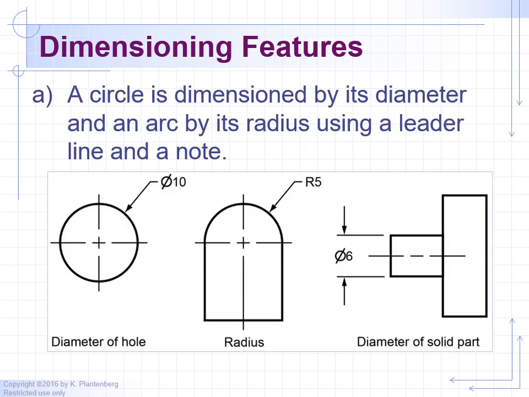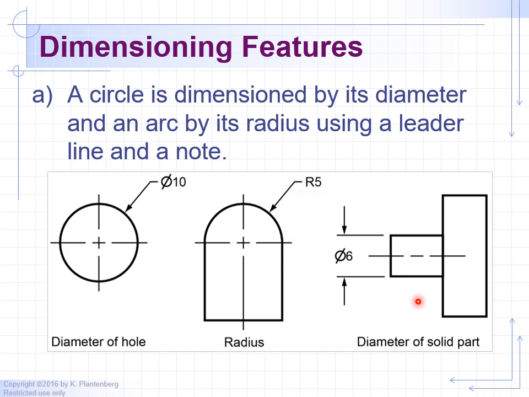So when we dimension features, this first example is the difference between using a diameter or a radius. Right? If it's a full circle, then you should be dimensioning it with a diameter symbol. But if it's an arc, meaning only a portion of the circle, then you should be using a radius symbol. So here we go. Here's a hole. A hole is shown with a diameter symbol. So use your diameter symbol, and the diameter is 10. Here's a radius. It only goes halfway around. Then we're going to use the radius symbol.